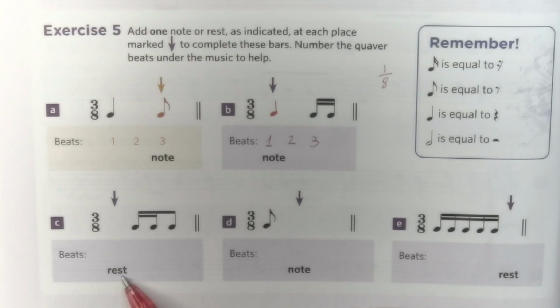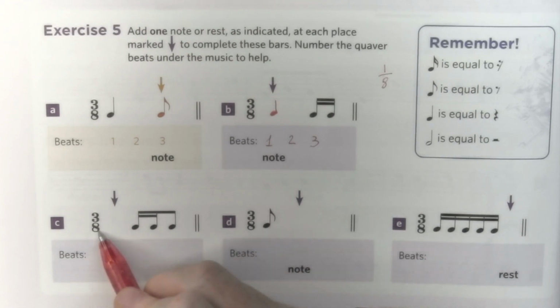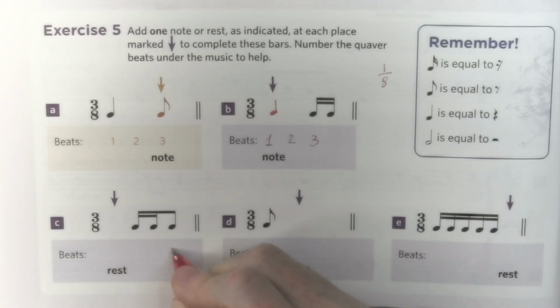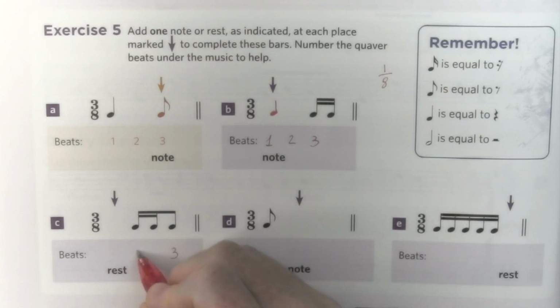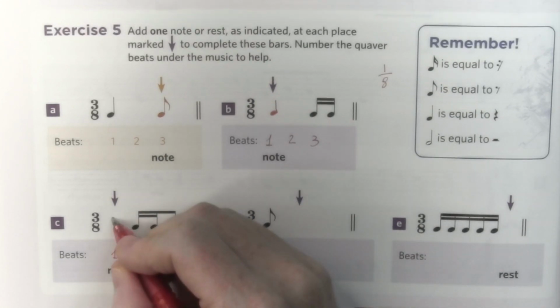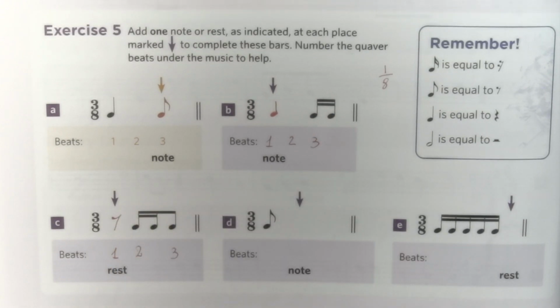In this next one we need to add a rest instead. So let's go from the end and then let's calculate. We need to reach 3 quavers here. So we have 1 quaver here, 1 quaver here, and we need just 1 quaver rest here. So here it is.